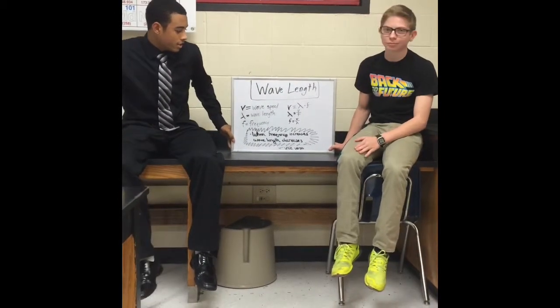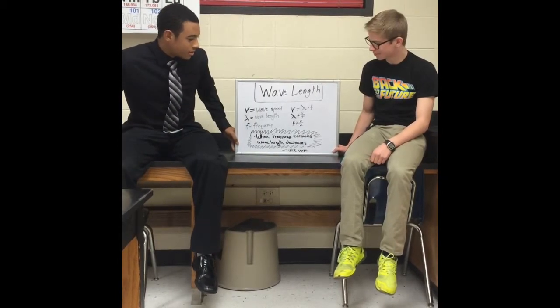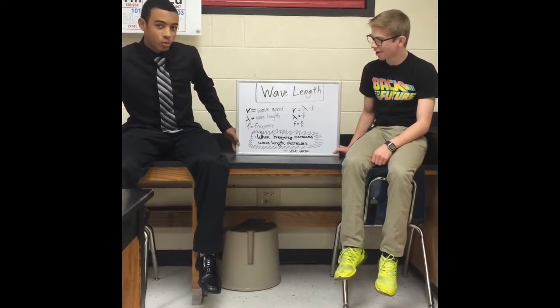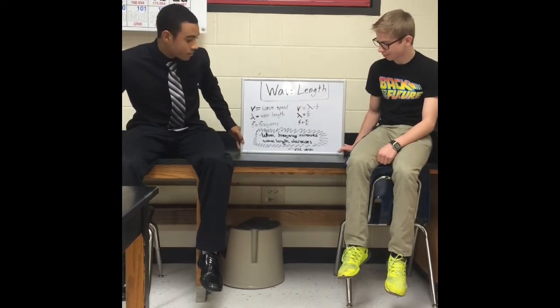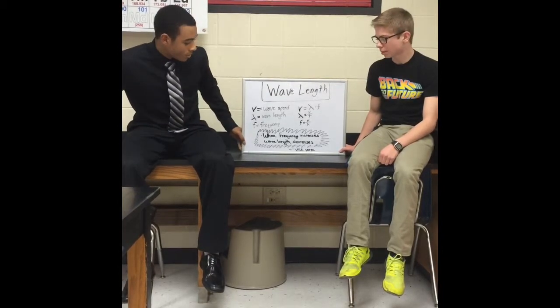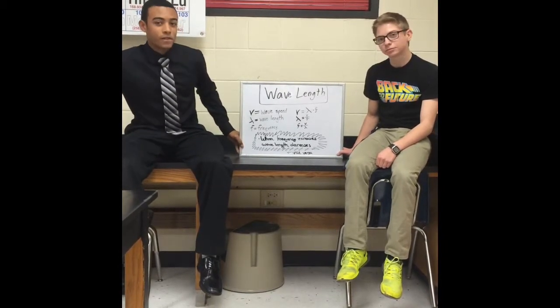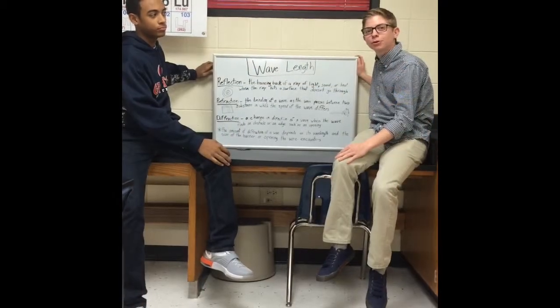Over to you, Jaden. To find wave speed, the formula is lambda times frequency. To find wavelength, the formula is nu over frequency. To find frequency, the formula is nu over lambda. When frequency increases, wavelength decreases, and vice versa. Wavelength vocabulary, part 2.